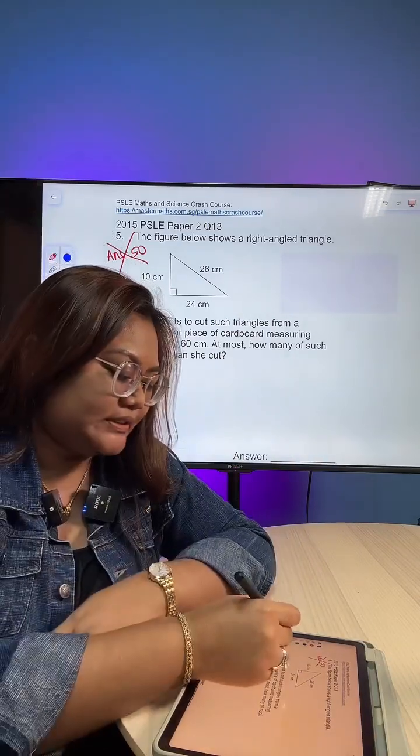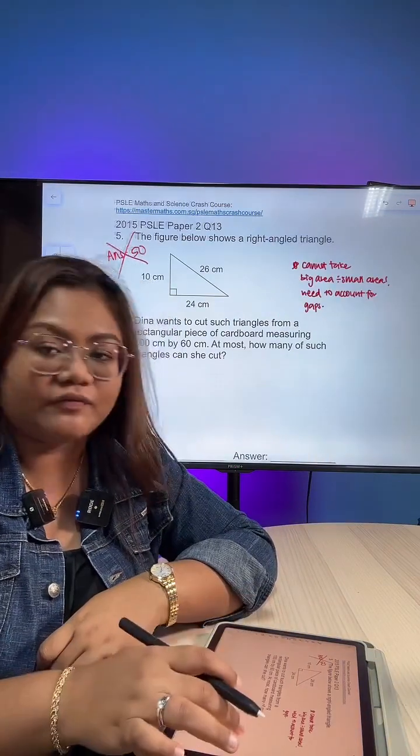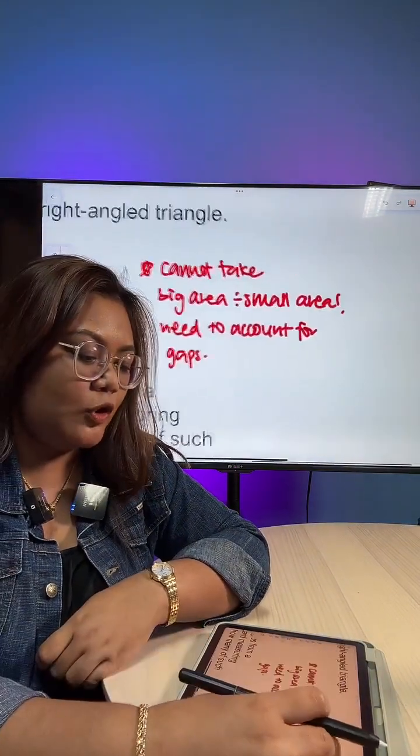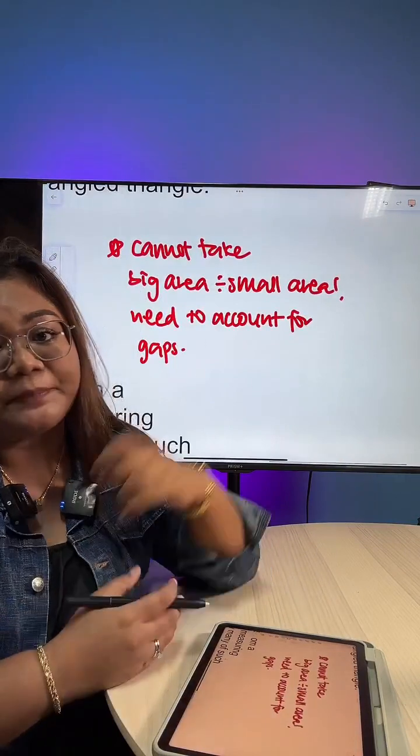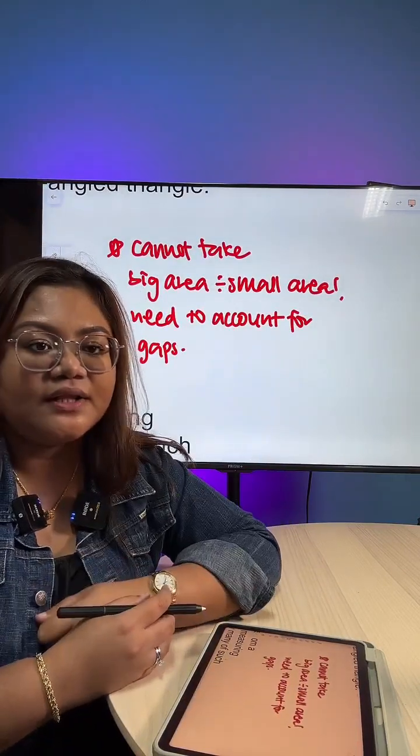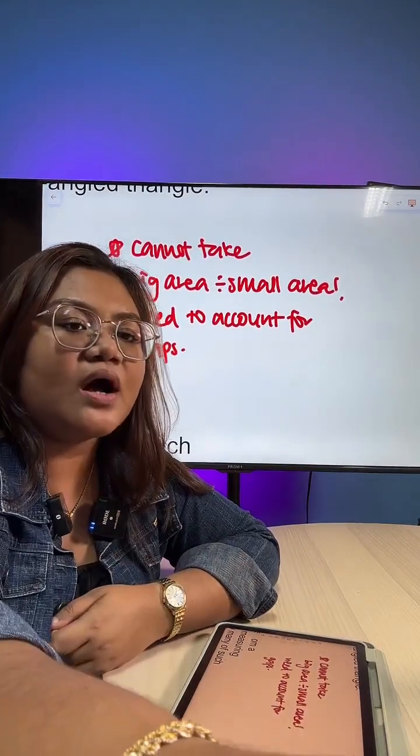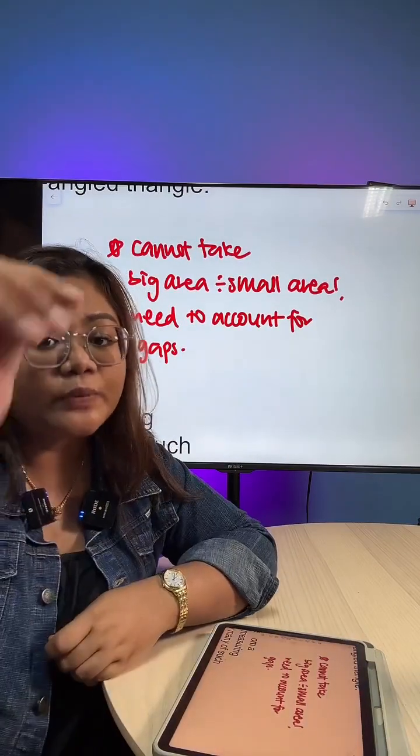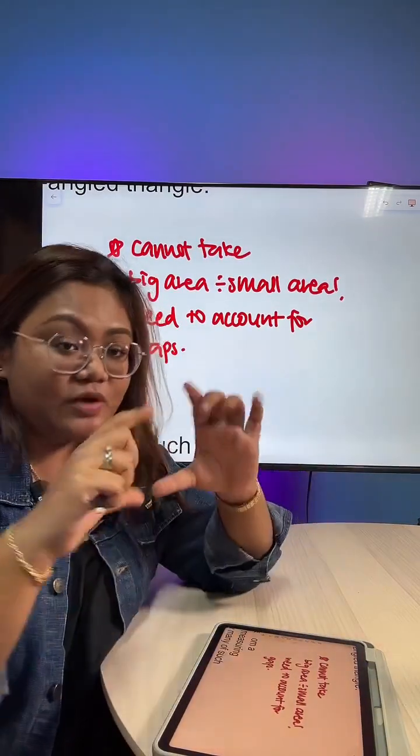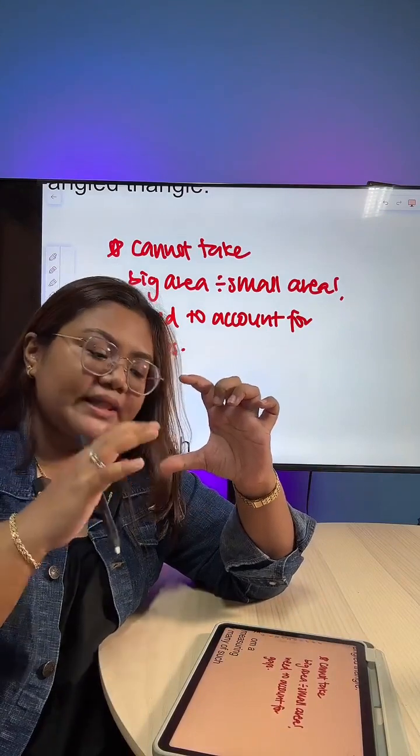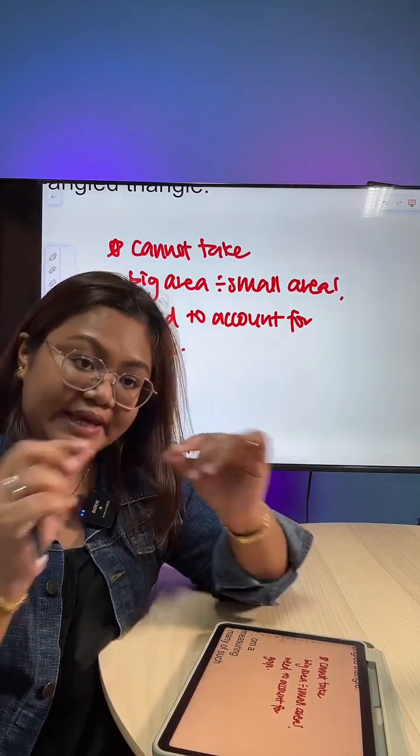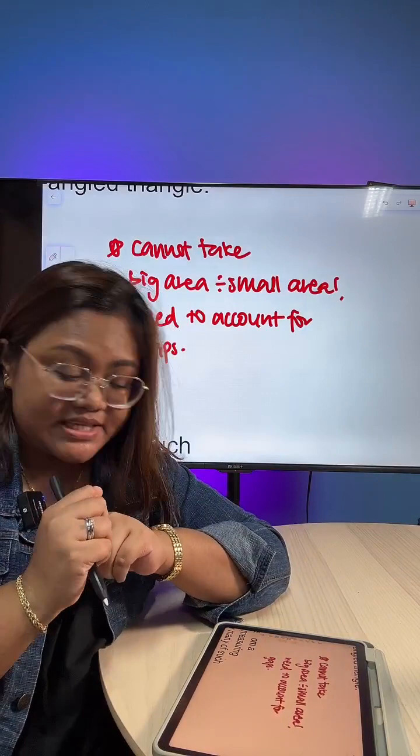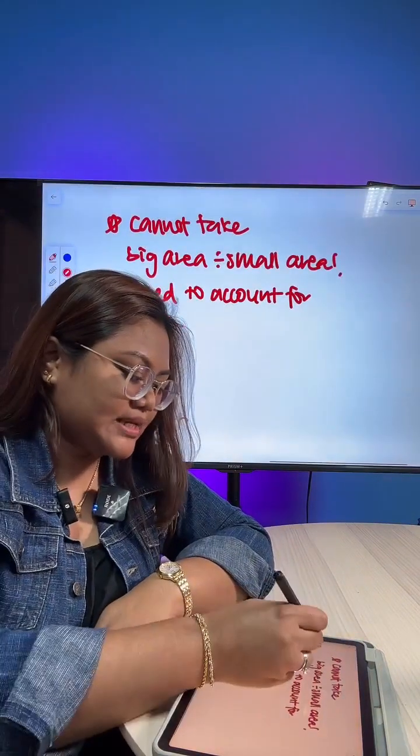A lot of people will do this: big area divide small area. Okay, I'm going to zoom in. Why we cannot take big area divide small area? That's because we need to account for the gaps. Why we need to account for gaps? Imagine you have a piece of paper. When you cut, they are bound to have gaps. Agree? Make sense?